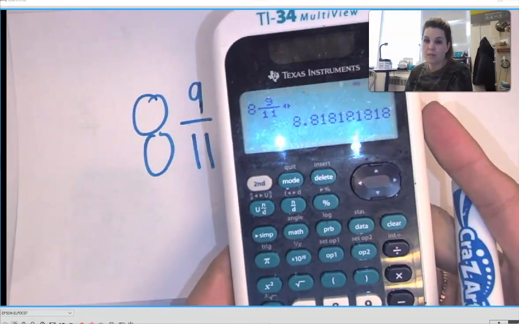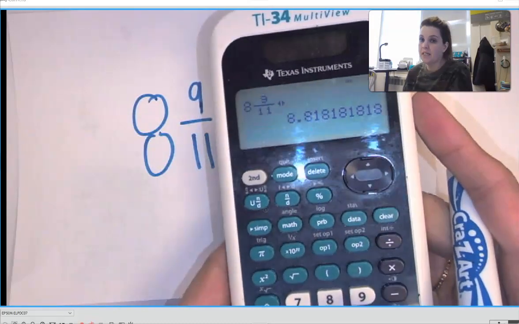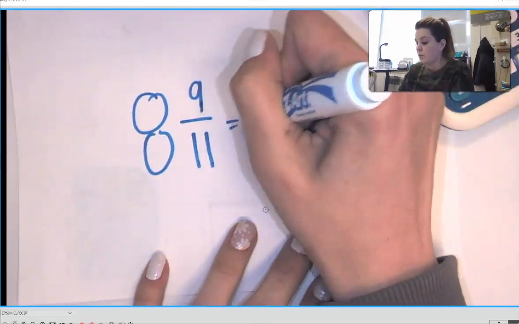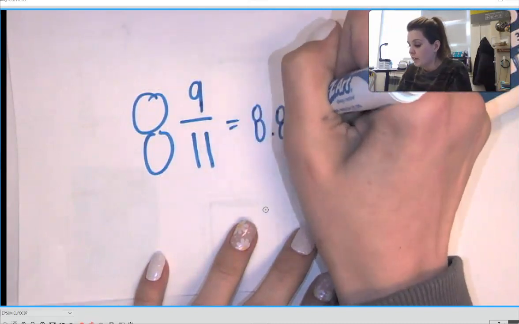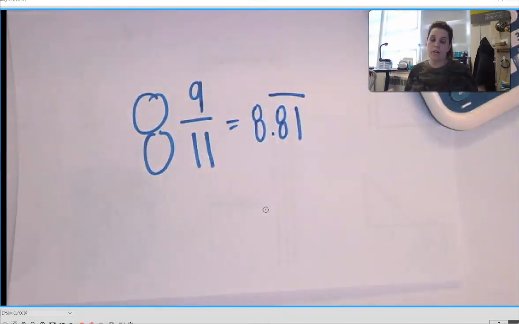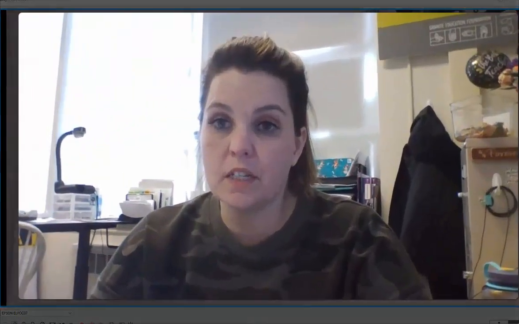This one is repeating. The portion that is repeating is the 81. So this would be 8.81 with a bar over the 81. And that is it for this video.